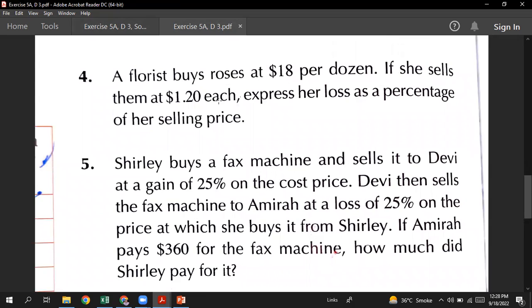It says Shirley buys a fax machine and sells it to Devi at a gain of 25% on the cost price. Devi then sells the fax machine to Amira at a loss of 25% on the price at which she buys it from Shirley. If Amira pays $360 for the fax machine, how much did Shirley pay for it? Okay, a little heavy question.